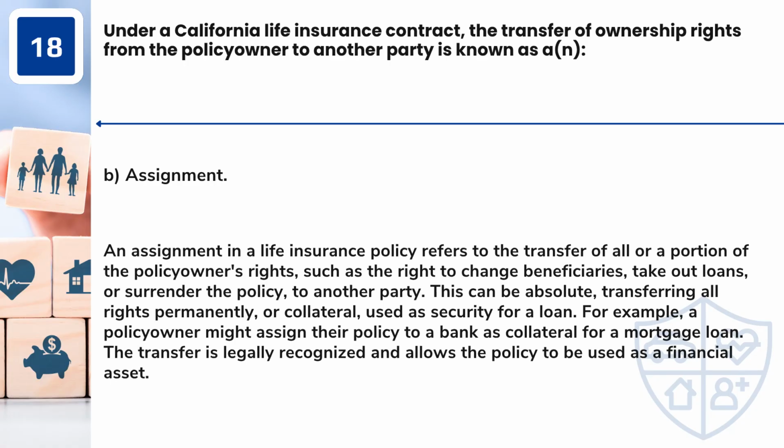Answer: B. Assignment. An assignment in a life insurance policy refers to the transfer of all or a portion of the policy owner's rights, such as the right to change beneficiaries, take out loans, or surrender the policy, to another party. This can be absolute, transferring all rights permanently, or collateral, used as security for a loan. For example, a policy owner might assign their policy to a bank as collateral for a mortgage loan. The transfer is legally recognized and allows the policy to be used as a financial asset.